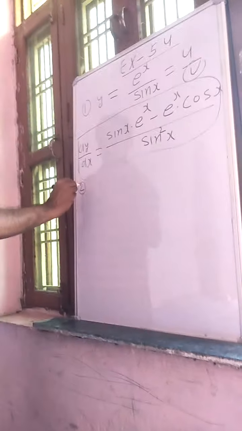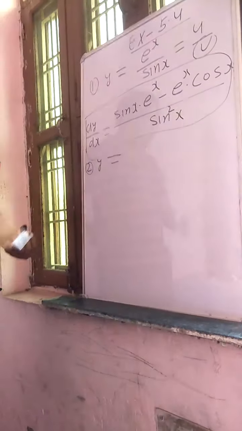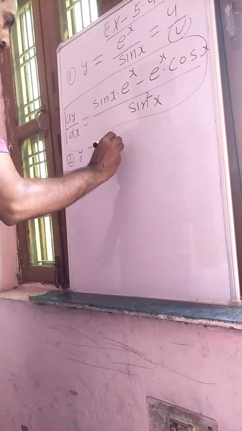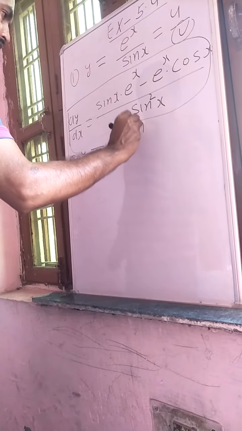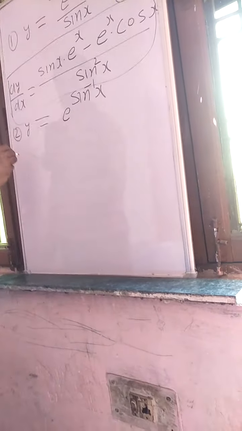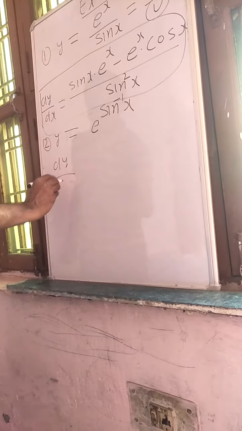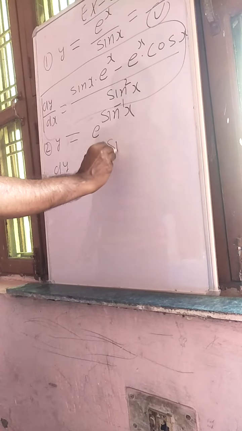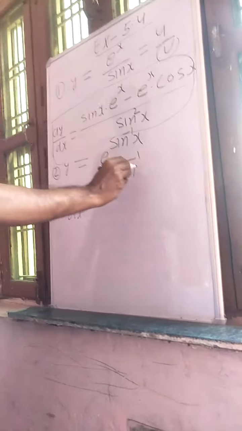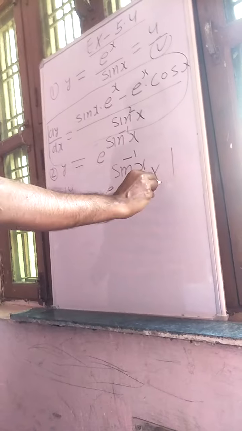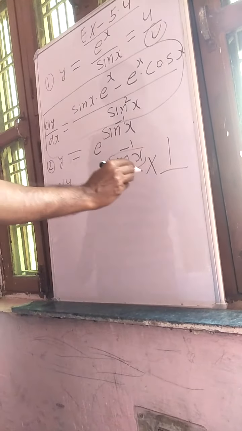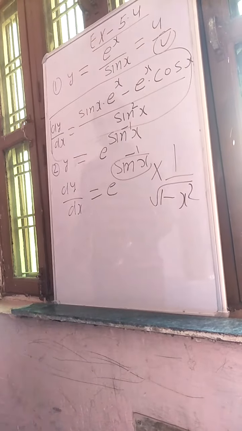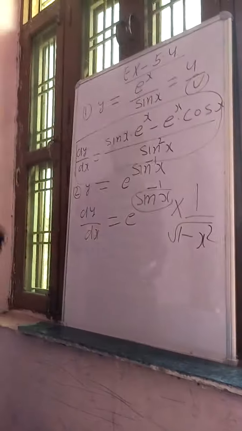Second question, y equal to e to the power sin inverse x. Sin inverse x. First of all, by chain rule, same to same, so e to the power sin inverse x, and the differentiation of sin inverse x by chain rule is 1 upon root under 1 minus x square. So we have completed the second question.